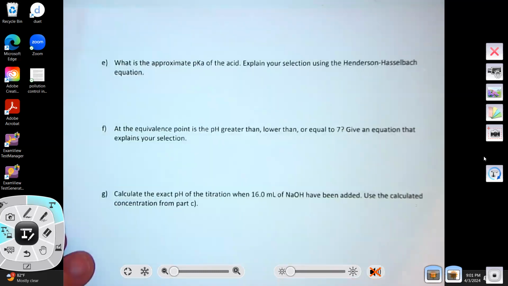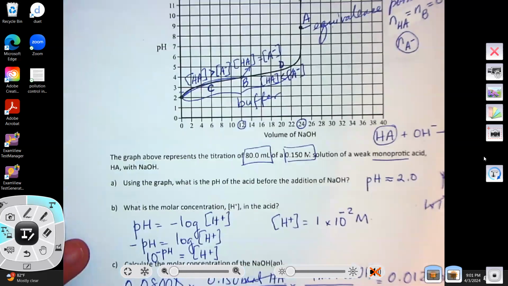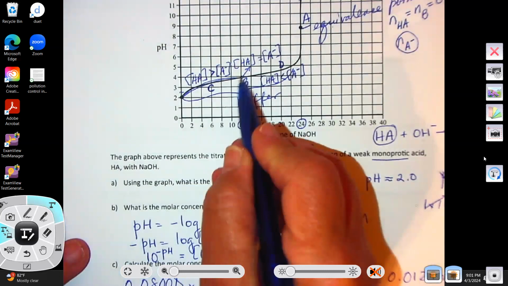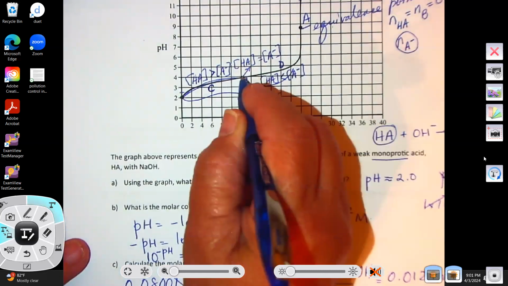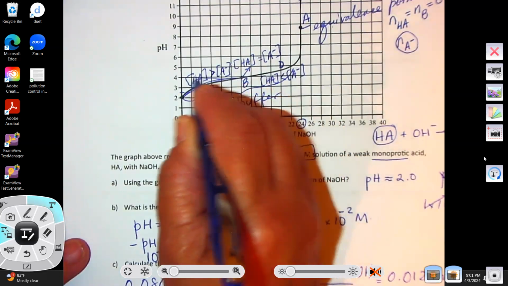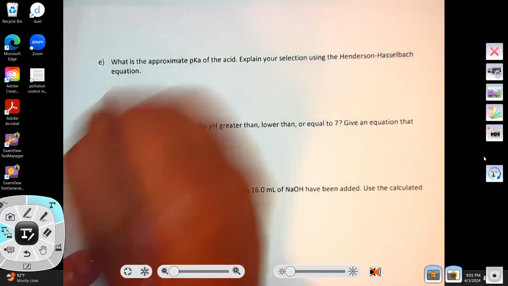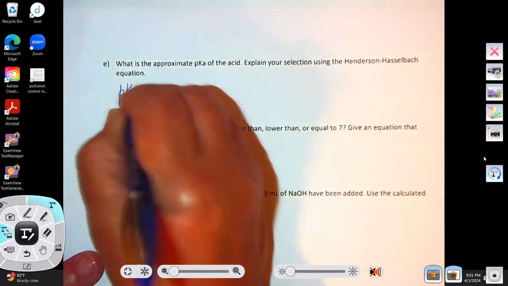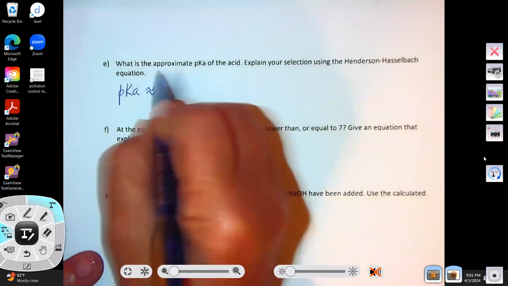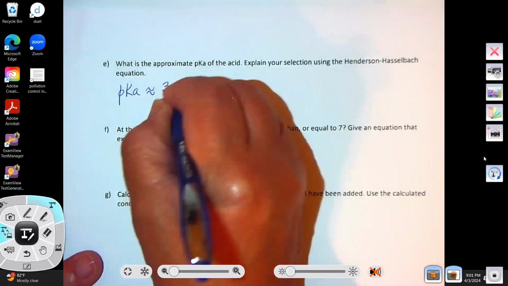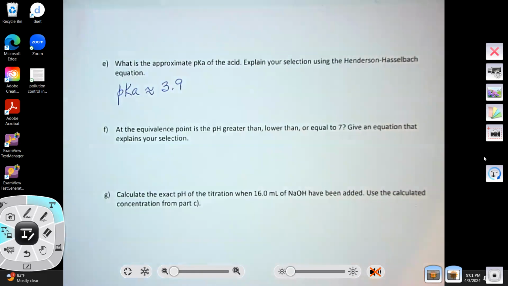So graphically, you go to here, you go half of the equivalence point, and then you go to the pH. And notice that it's a little bit under 4, so I'm going to call it 3.9. So the pKa is about, it's asking for the approximate, so 3.9, 3.8 will work.